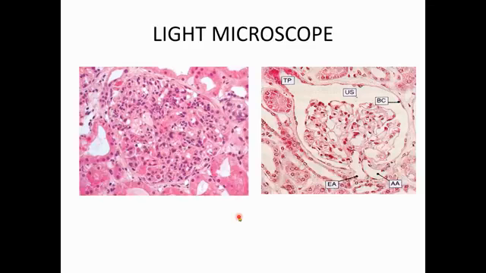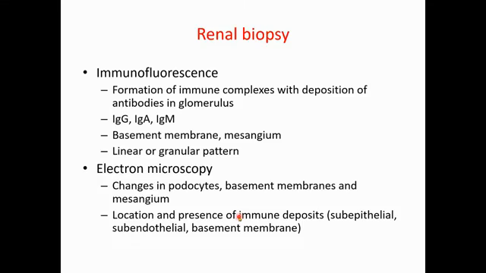This is the light microscope feature of the glomerulus. With immunofluorescence, we see the formation of immune complexes with deposition of antibody in the glomerulus. The antibody is IgG, IgM, or IgA, with basement membrane or mesangium deposition, in a linear or granular pattern. Electron microscopy shows the podocyte, foot processes of the podocyte, membrane, and basement membrane thickening, as in membranous nephropathy, with thickening of the basement membrane and the mesangium.